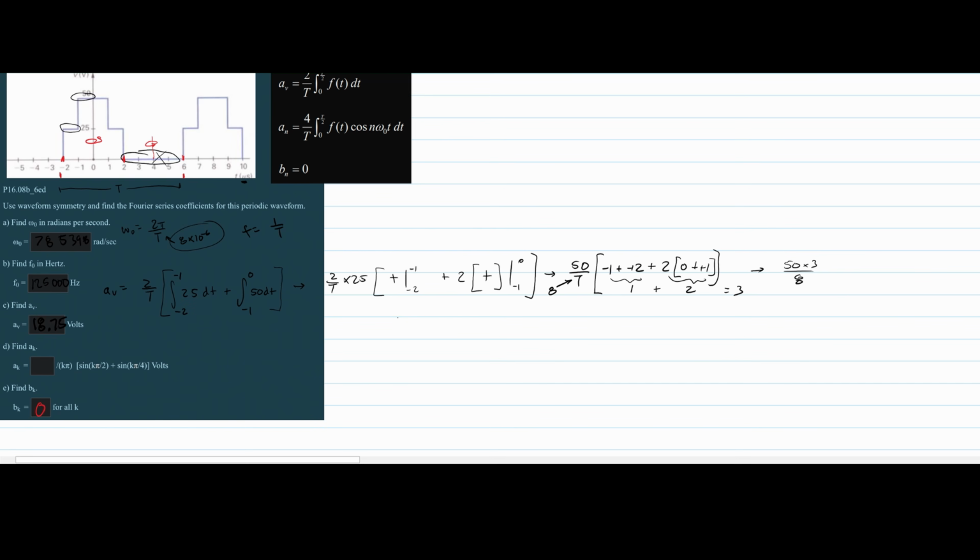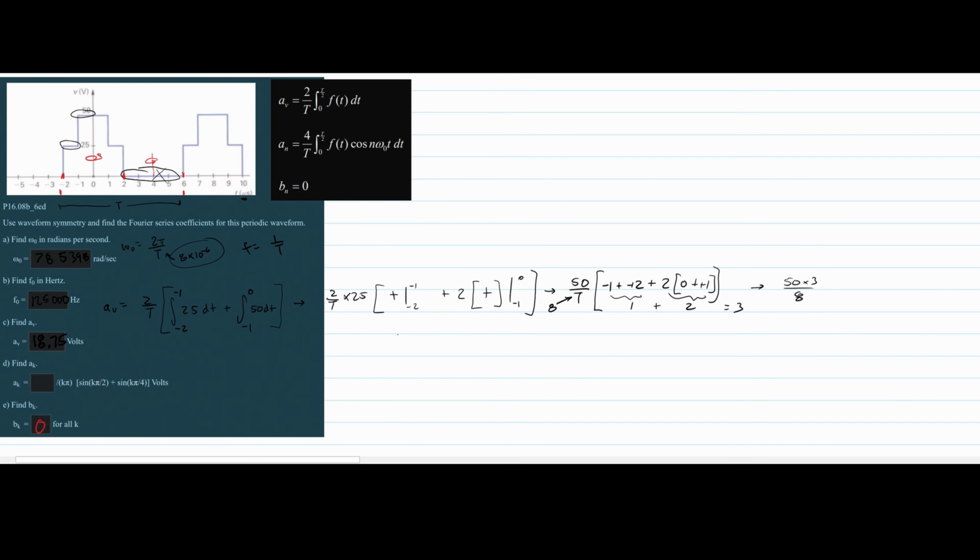Now, we lastly need to solve for our AK. When we look at this, we're going to say, okay, it's basically the same thing, except out front we have a 4 over T. And then inside of here, we're still going from -2 to -1. We have our 25 out here.